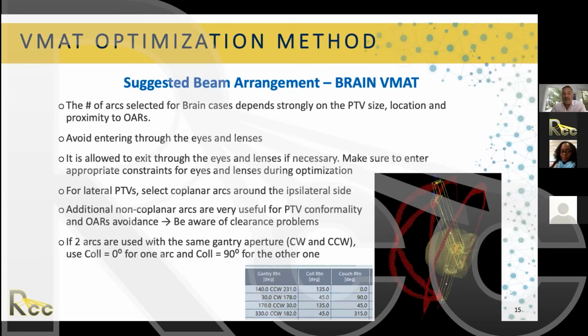If we think of VMAT on brain, it's almost the same concept, except that now you're going to have arcs. And sometimes you're going to have full arcs with couch 0. And then maybe you're going to add a couple of non-coplanar arcs with different couch angles. Again, thinking on the ipsilateral side and making sure now that you're aware of clearance problems. I mean, you want to make sure that your arcs are going to clear. Let's say if you go too posterior and the isocenter was very anterior, the couch is going to be very low. So you need to make sure that the beam can go all the way to 180. But if not, you start a little higher.